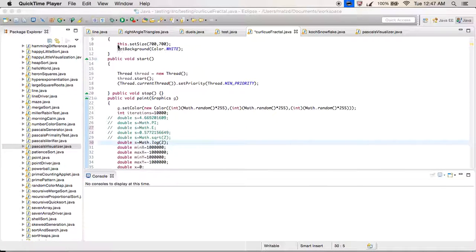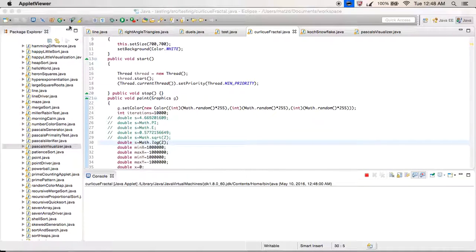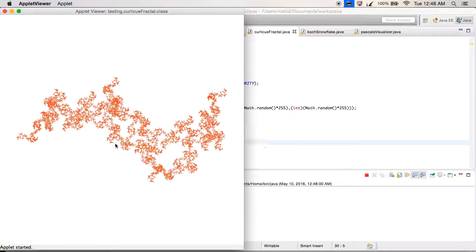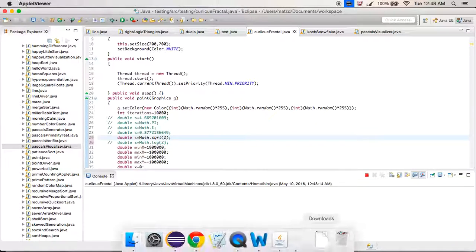Okay, so fractals are pretty cool. They're just any shape with self-similarity, meaning there's a repeating pattern inside itself at different scales. I'm going to go over three: the Curlicue Fractal, the Koch Snowflake, and one in Pascal's triangle.